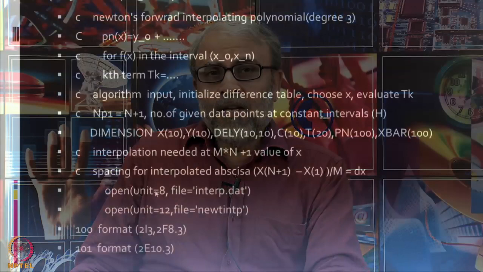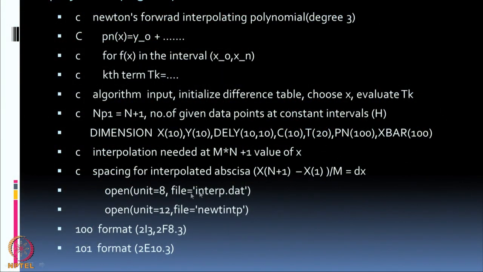Now I need to read the data from files again. So, open unit equal to 8, file equal to interpolate.dat. This is my input file for my interpolation. Then whatever results I get, I am going to put in the output file, that is open file equal to Newton interpolation. So, for the output I am giving NEWT-INTP as an output file, INTRP.dat as an input file.